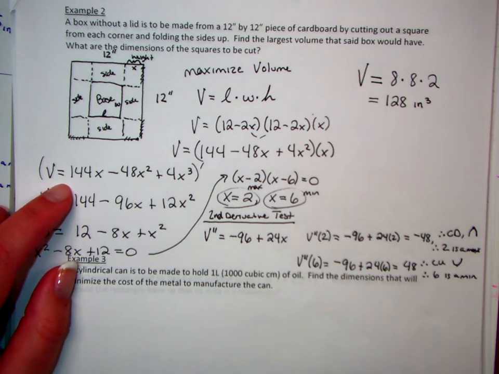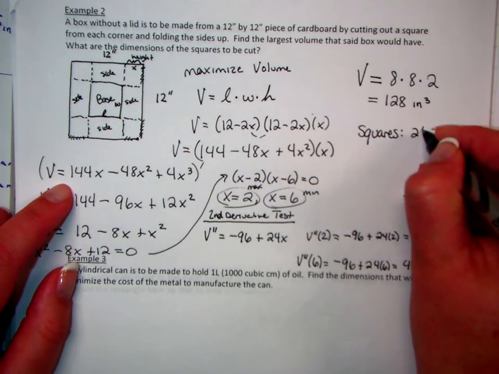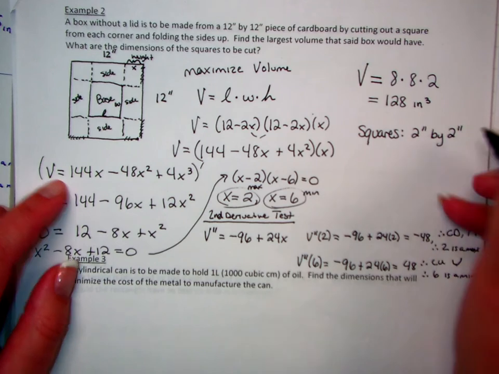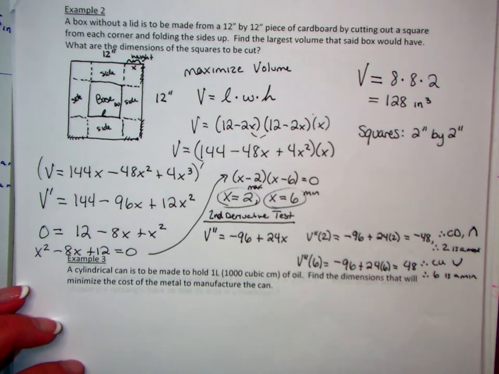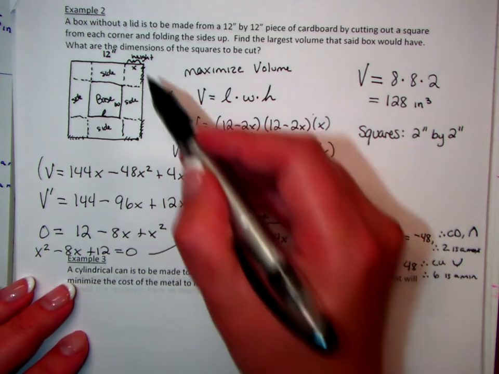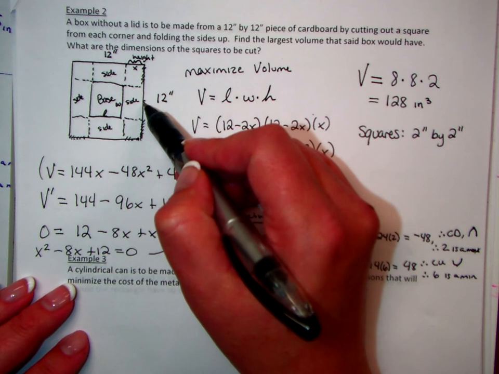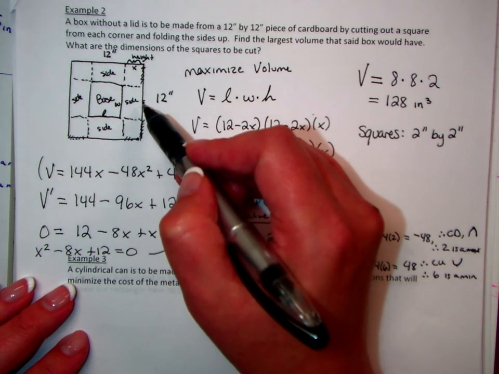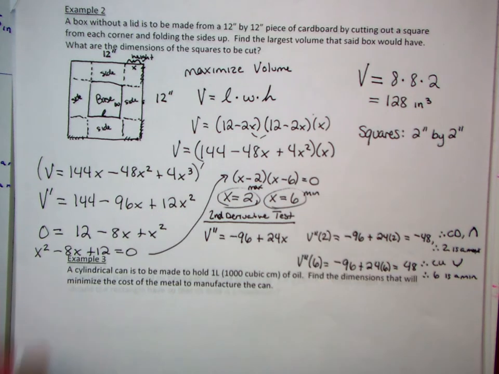What are the dimensions of the squares to be cut? We want the squares to be 2 inches by 2 inches. That will maximize our volume. What's interesting here is, why is 6 a minimum? What happens when x equals 6? What happens when we cut 6 inches from this side and 6 inches from this side? We only have 12 inches to work with, so we basically have a box with 0 volume. So obviously this isn't going to be the solution. We want the squares to be 2 inches.